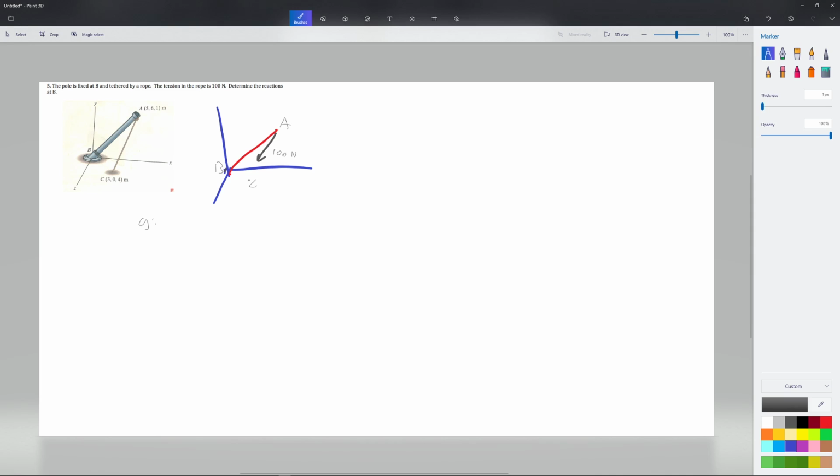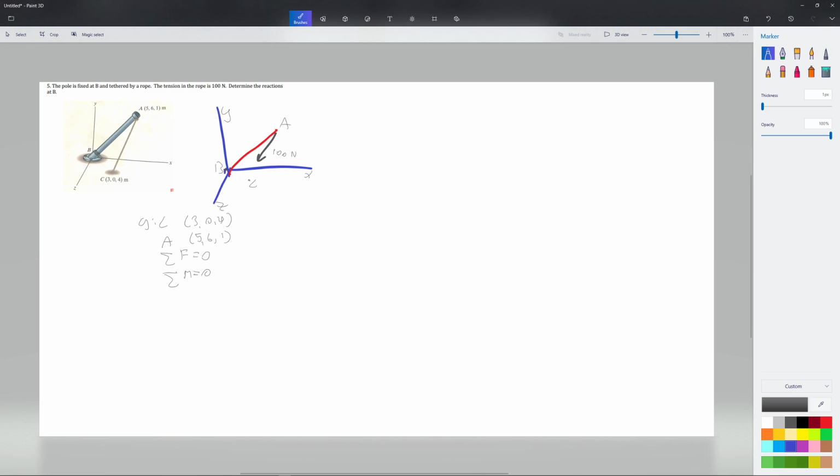Givens. I'm trying to avoid writing a ton just because it's very messy. Our givens are going to be this force. Our weight is negligible. I mean, it's not stated, so I don't think we can solve it otherwise. And we're given positions of C and A. So C is at 3, 0, 4. A is at 5, 6, 1. Yeah, we have Z, X, Y. And then, of course, our moments and forces equal 0.